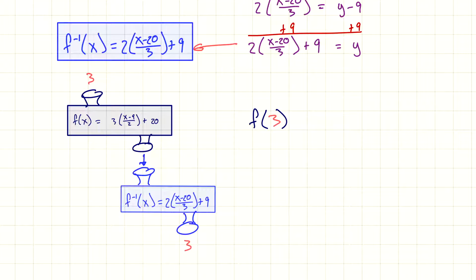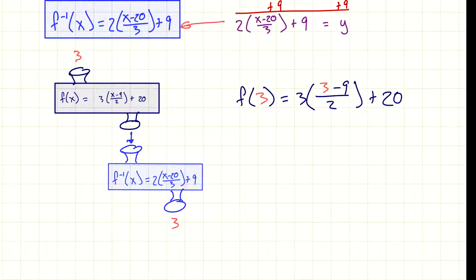We're going to plug in a 3 to that first function. So it's going to look like 3 times something minus 9 over 2 plus 20. So I'm going to plug in that 3. It makes it a lot easier if you actually rewrite it. Don't leave out parentheses. Don't leave out numbers. Fractions, stack them up the way they're supposed to look. Makes it a lot easier.